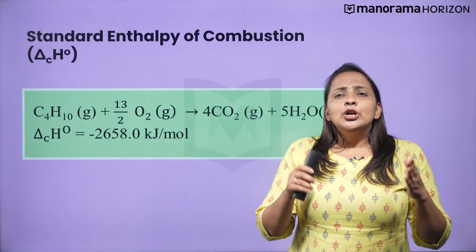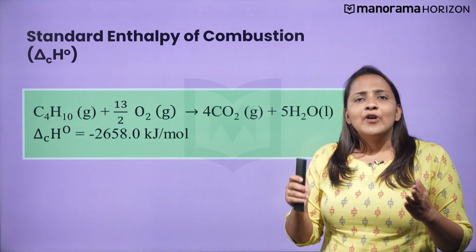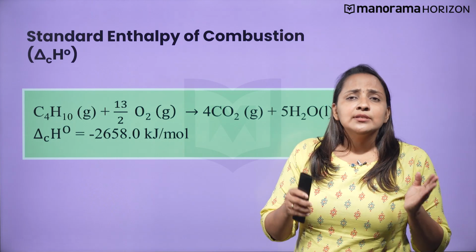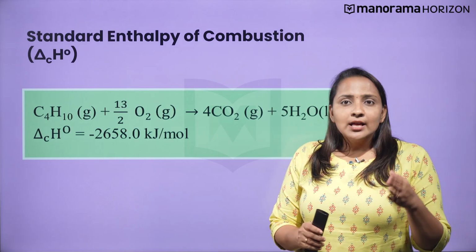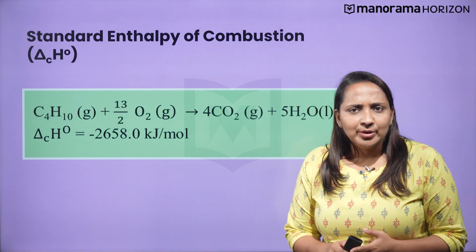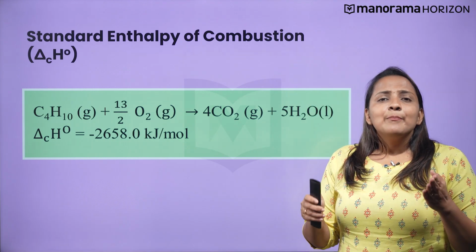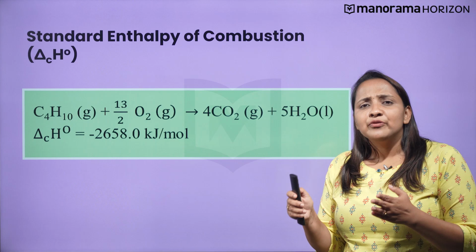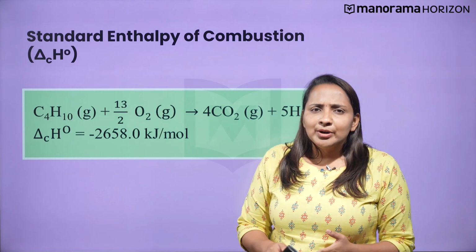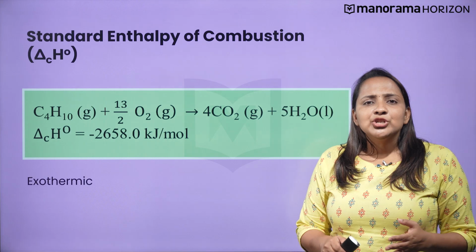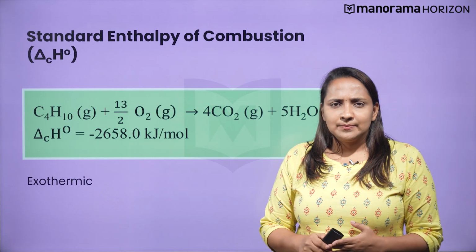For example, during the complete combustion of 1 mole of butane, 2658 kJ of heat is released. Hence, the standard enthalpy of combustion of butane is minus 2658 kJ per mole. As heat is evolved during combustion, you may say that combustion is an exothermic process.